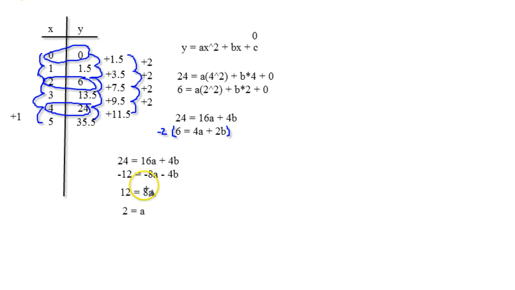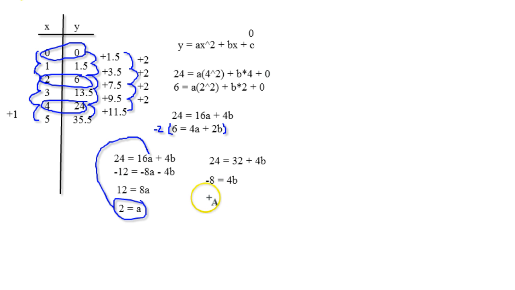Alright, now if 2 is equal to a, I can plug that back in to find out what b is going to be. So I'm going to take this 2 and plug it in, and it doesn't matter which one you use. I'm going to probably use this one. Okay, so now I get 24 equals, well, 16 times 2 is going to be 32, so 32 plus 4b. I minus 32 from both sides, so this is -8 equals 4b, and now I'm going to get -2 equals b.